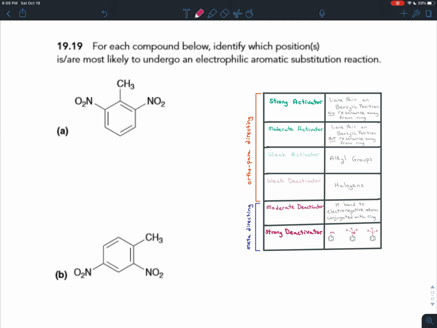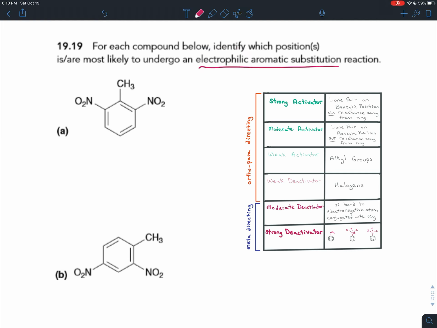Exercise 19.19 is asking you, for each compound below, identify which position or positions is or are most likely to undergo an electrophilic aromatic substitution reaction. So first, you're replacing a hydrogen with a certain branch. So you're putting a branch on benzene. Benzene is aromatic. And you're doing that by tempting benzene with a really strong electrophile. So these are electrophilic aromatic substitution reactions.